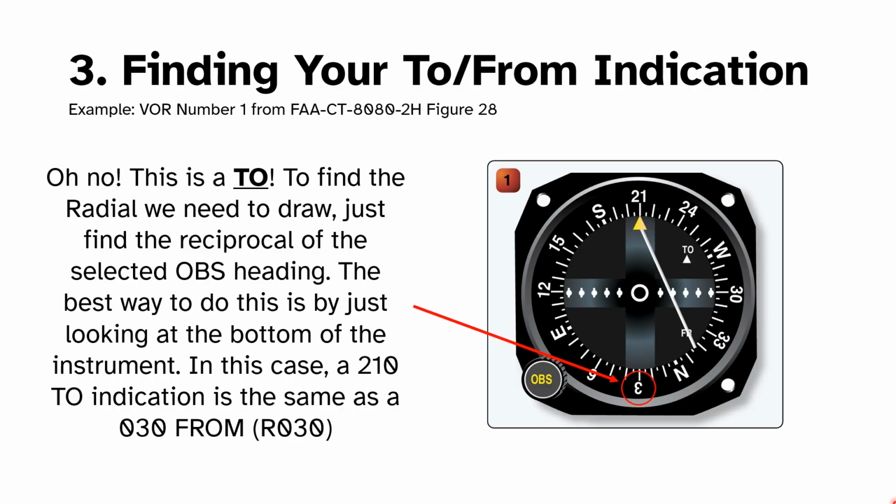Easiest way to do that for you guys is just to look at the very bottom of the VOR head. Whatever number is at the very bottom is your reciprocal heading. So that's a 030, and anytime you flip to the reciprocal, you change it from a to a from. So in this case, we're looking at a 030 from in terms of the radial that we're going to draw.